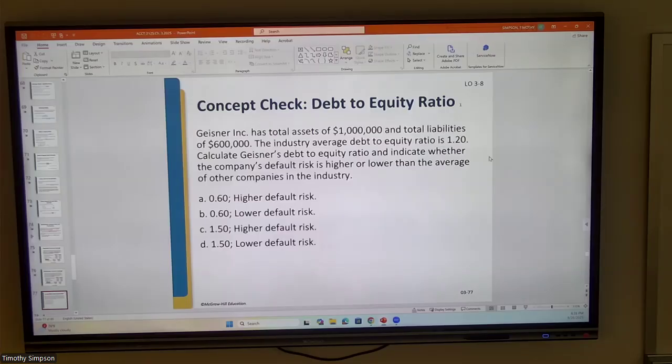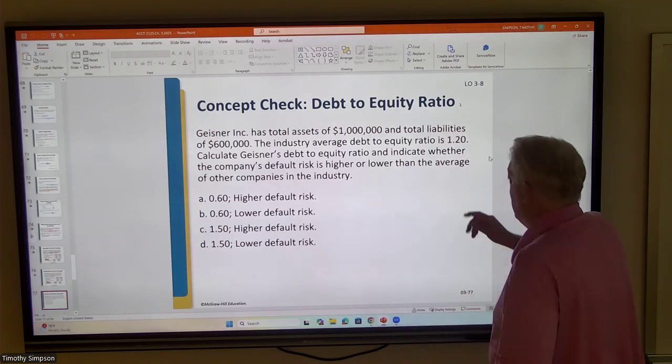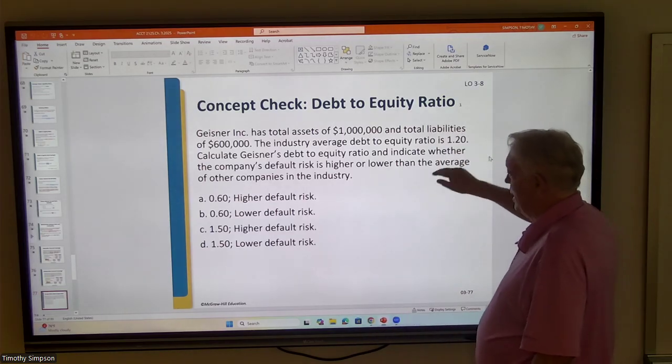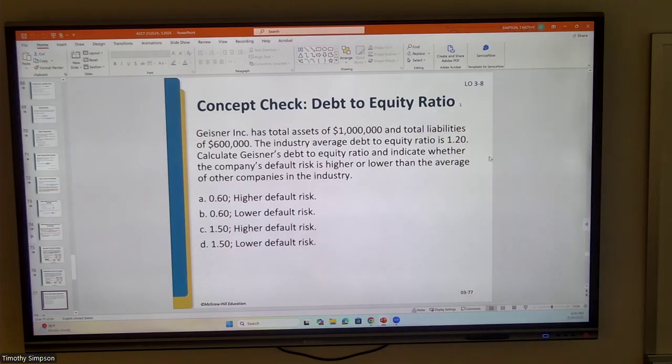Well, if total assets are $1 million and total liabilities are $600,000, that must mean total equity has to be $400,000. So debt of $600,000 divided by equity of $400,000 is going to be 1.5, and that's higher than the industry average. So it's going to be C, 1.5, a higher default risk. It's not super high. I wouldn't necessarily be thinking this company's heading to bankruptcy, but it's a little bit higher than the industry average.